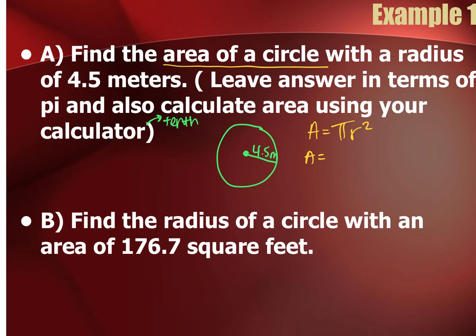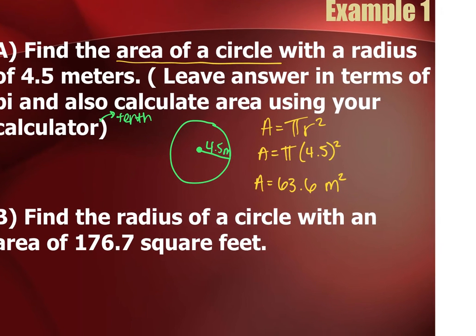So area equals pi, what's my radius? 4.5, you just plug it in and you square it, okay? So in our calculators, we're going to do pi times 4.5 times 4.5, or 4.5 squared, and you should get that your area is 63.6. What units do I put here? Xavier? Correct. We have to come up with two answers. What units do I put here? Meters squared, because it's area, right?